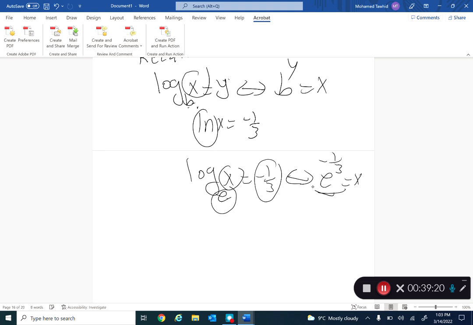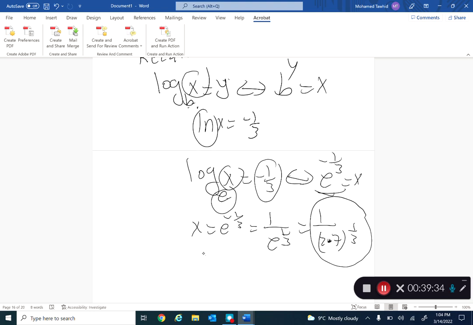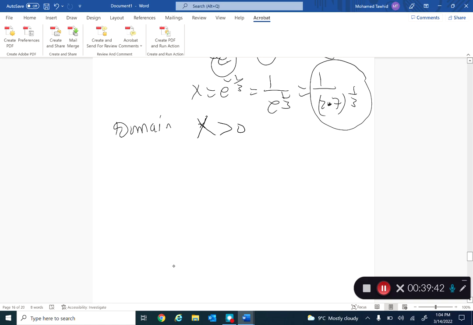Is this one inside the domain? Yes. x equals e to the power negative 1/3, which is 1 over e to the power 1/3. If you use technology here, e is about 2.7 to the power 1/3. It's a positive number, and our domain is x greater than 0. So yes, this number is inside the domain. So that is our stationary point. Do we have a stationary point? Yes, I have a stationary point.